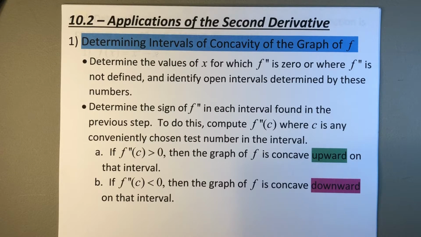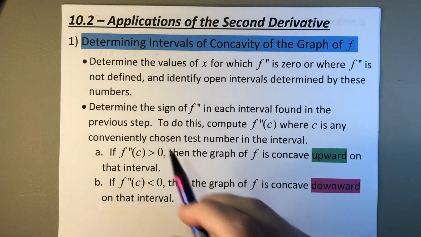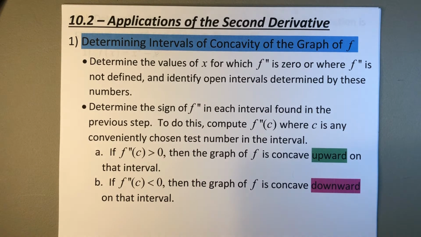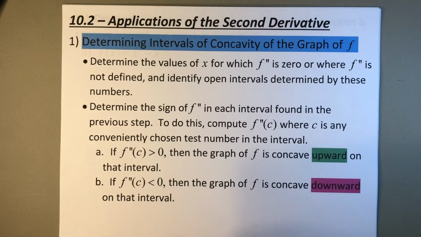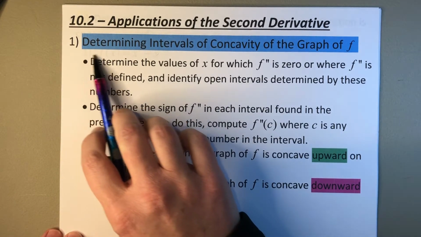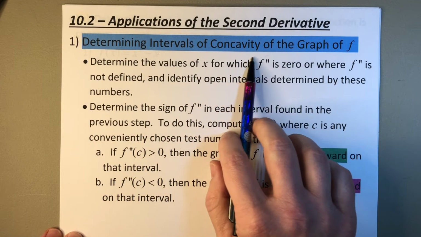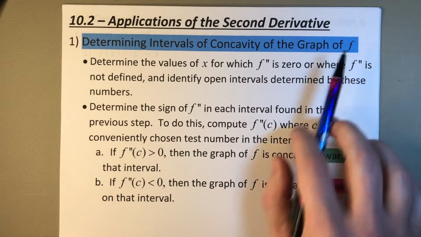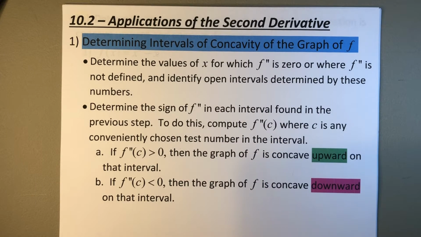Welcome to section 10.2, applications of the second derivative. Historically, this has been one of the most challenging sections out of all the sections in Math 129. We're going to do three things in this section. First, we're going to look at determining intervals of concavity of the graph of f. Then we will discuss inflection points, and then we will discuss the second derivative test.